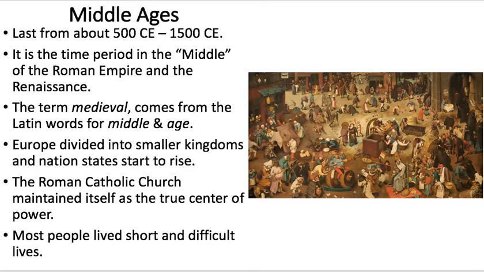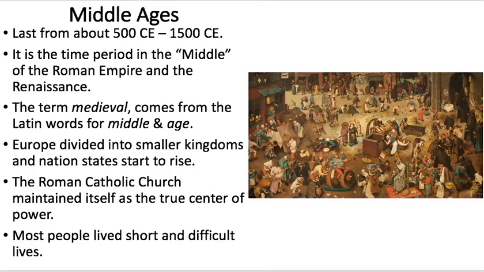Europe is also divided into smaller kingdoms, and we're going to see that during the later Middle Ages, these smaller kingdoms are going to eventually start to connect into one another and make nation states like, for example, France and Spain and England.